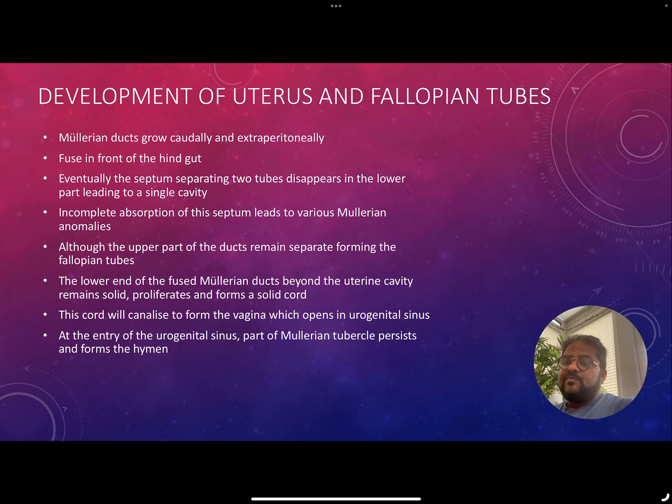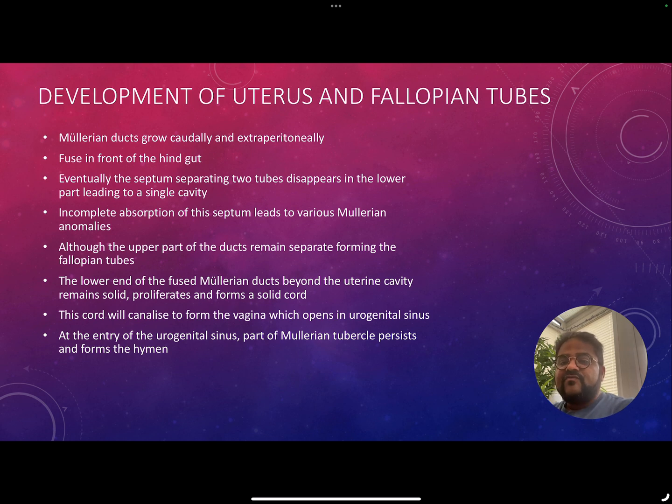If it is only partially reabsorbed, then you get a bicornuate uterus. If further partially, then you get a septate uterus, and if it's just a dimple on the top of the fundus, that will be an arcuate uterus. Although the upper part of the ducts remains separate, forming the fallopian tubes.